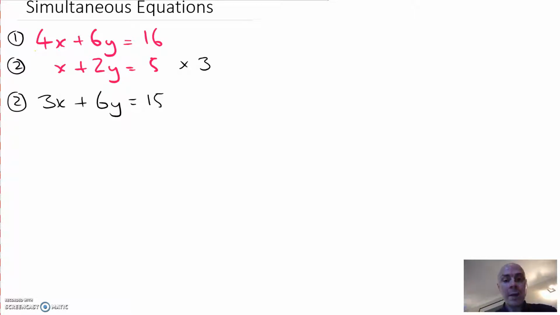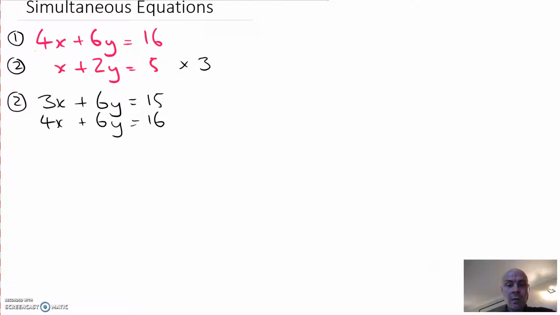I'm going to copy equation 1 exactly as it was before underneath. I've got 4x plus 6y equals 16. So this is good, because we've now got 6y and we've got 6y. The coefficients are the same.